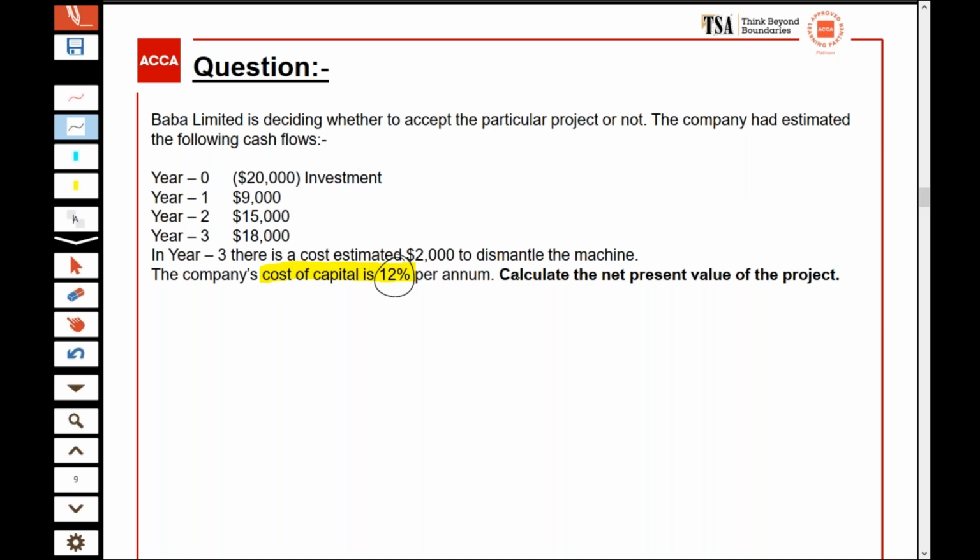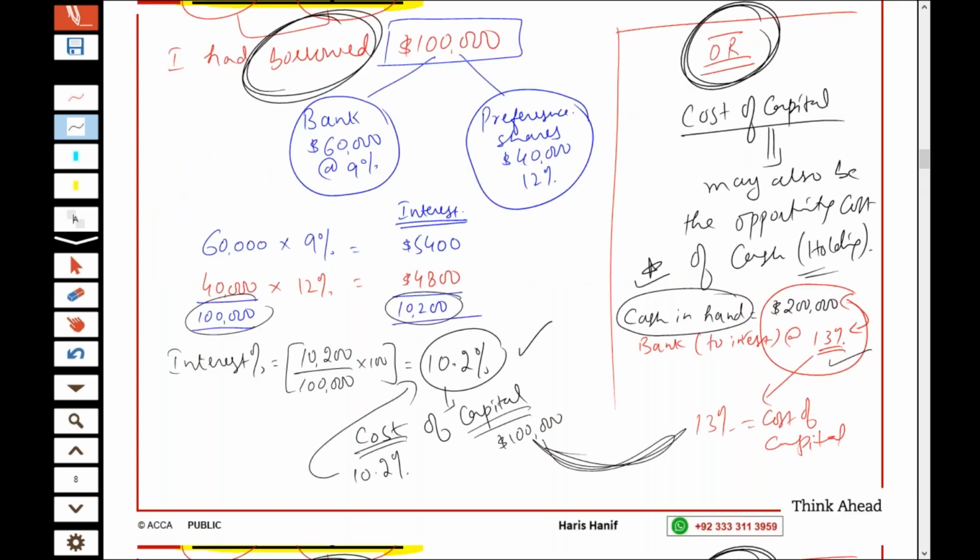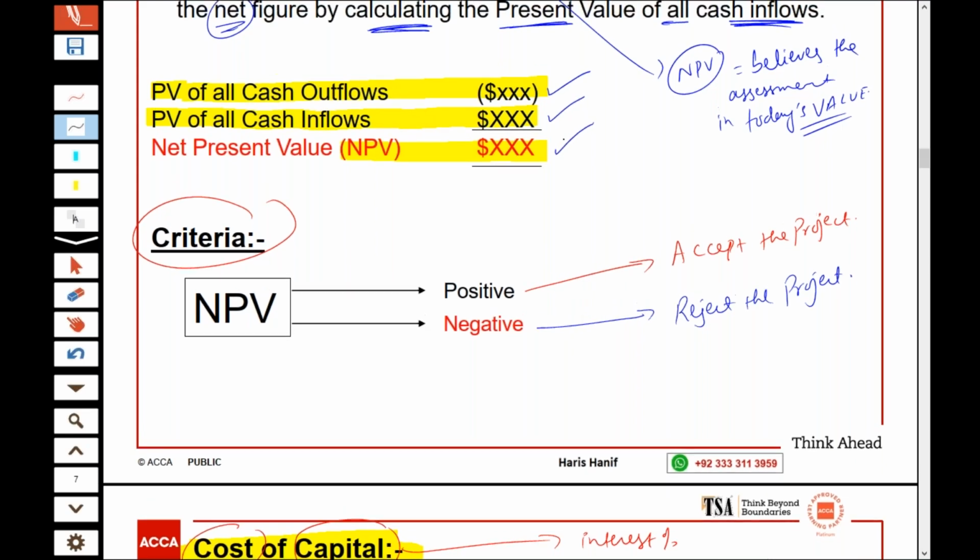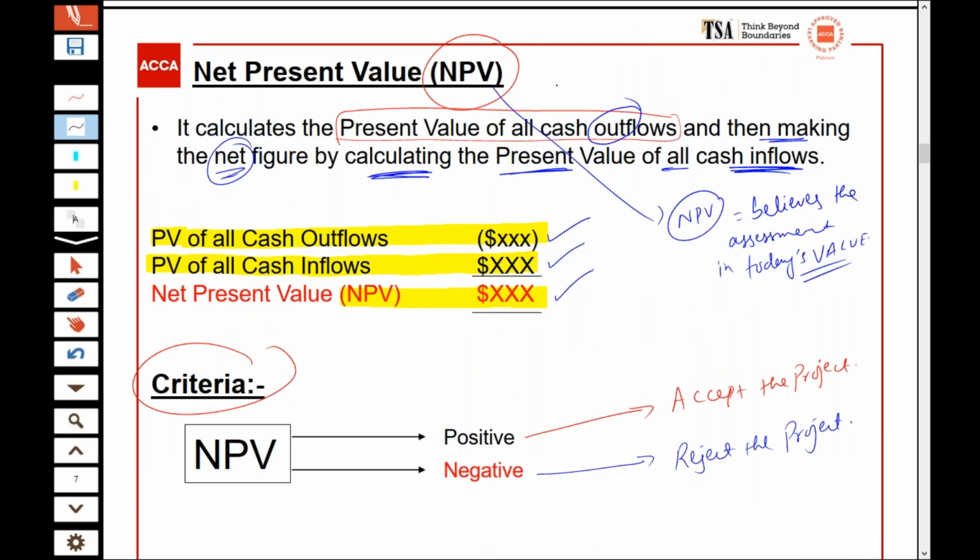Okay, now again, net present value, net present value. See what is written here, net present value. Again, you have to read out this net present value.